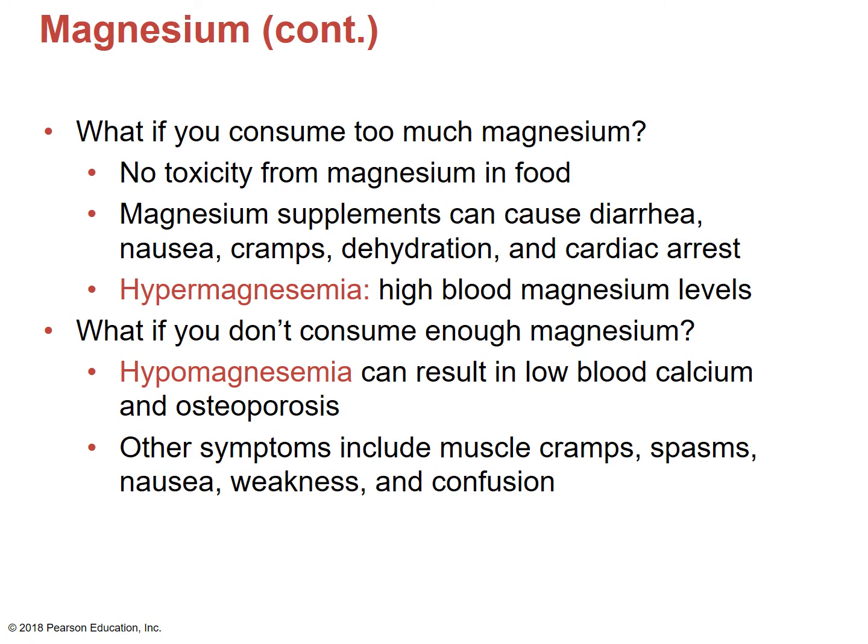Symptoms of magnesium deficiency include muscle cramps, spasms or seizures, nausea, weakness, irritability, and confusion. Long-term magnesium deficiency is associated with osteoporosis, as well as other chronic diseases, including heart disease, high blood pressure, and type 2 diabetes.